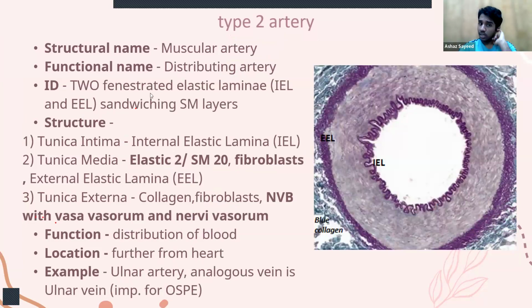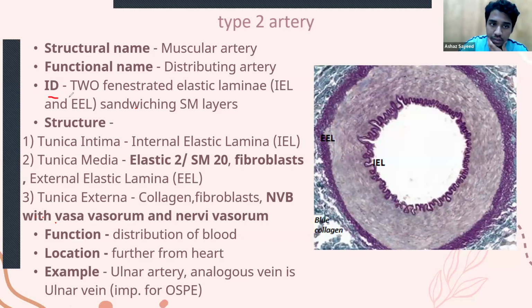Type 2 artery is known as a muscular artery because here you have more smooth muscle and less elasticity. Its functional name is distributing artery, and its structural name is muscular artery. Just know that. For identification, you have only two fenestrated elastic laminae. In type 1 artery, you had 40 to 70, so from 40 to 70, we drop down to just two.